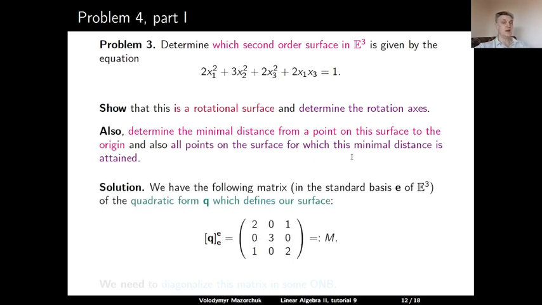Solution. We have the following matrix in the standard basis of our Euclidean vector space E3 for the quadratic form Q, which defines our surface. So we have coefficients 2, 3, and 2 on the main diagonal. Then we have here 2 at x1 x3, so we write 1 in position 1, 3, 1 in position 3, 1, and the rest is 0. So we get the matrix 2, 0, 1, 0, 3, 0, 1, 0, 2. And we need to diagonalize this matrix in some orthonormal basis.